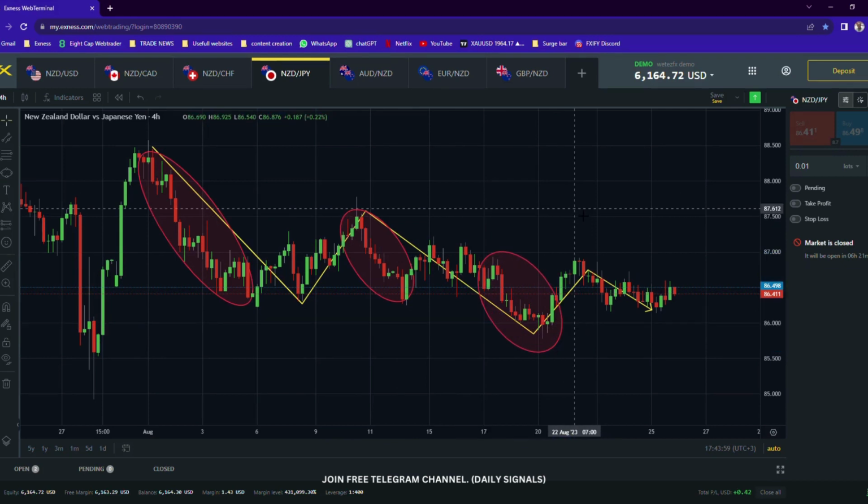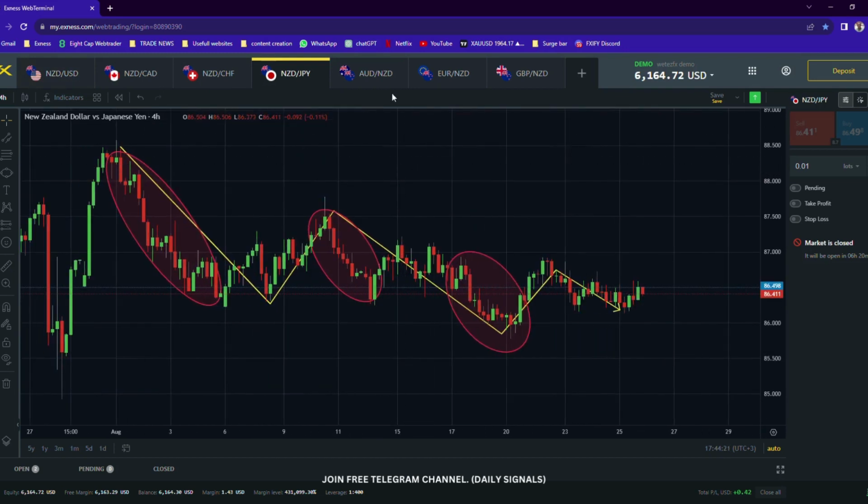So do the smart analysis and try to focus on the major currency, which is New Zealand USD. The other pairs that have New Zealand as their base currency will be easy to analyze if you really understand the technicals and the fundamentals of New Zealand.